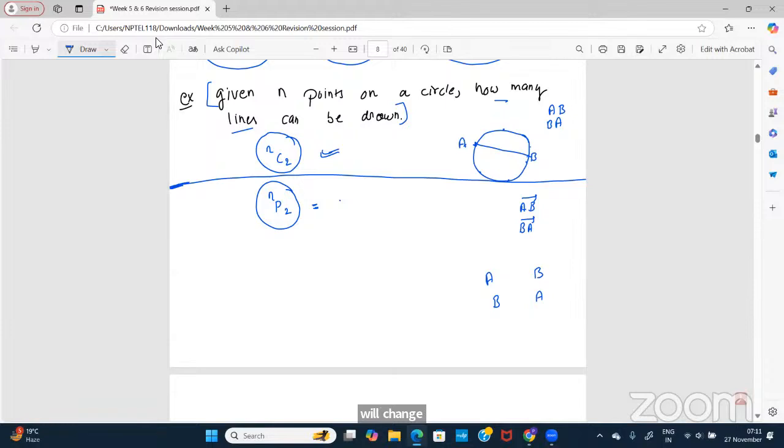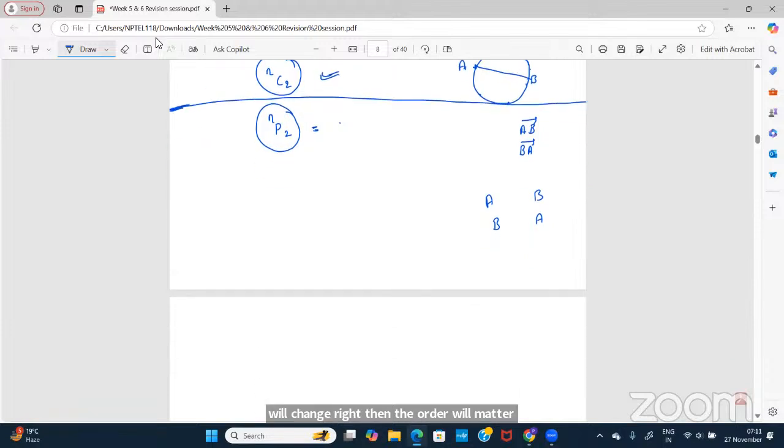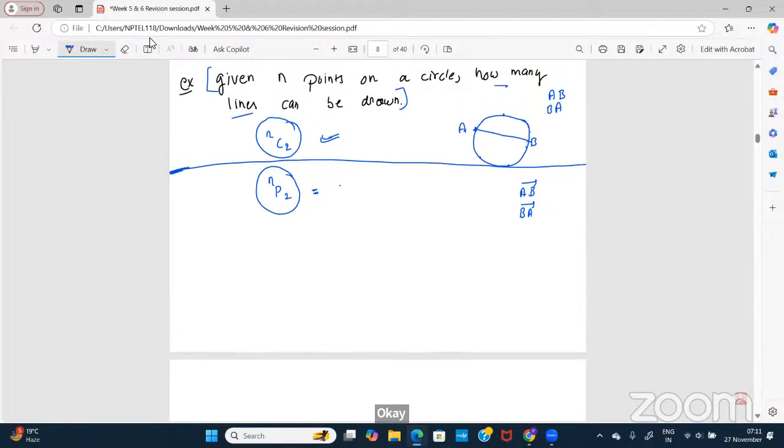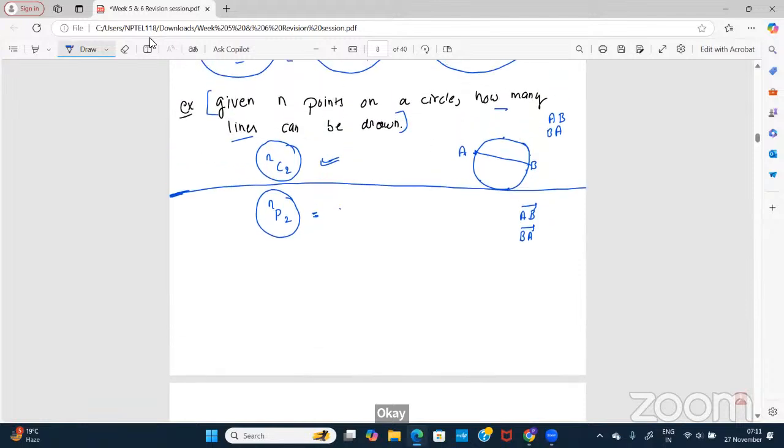Like if you have a ticket from station 1 to station 2, but if you have to travel from 2 to 1, then you will have to take a different ticket. You can understand it like this also. For that matter, actually, 2 NC2 is equal to NP2 also. So that way also it is the same.